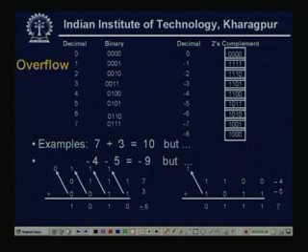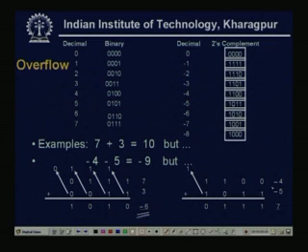Now, say we want to add 7 plus 3. 7 plus 3 is 10. See, 7 plus 3 is 10, but here if we add 7 plus 3, it gives minus 6. That means when we take the sum of two positive numbers and the result is a negative number, then actually overflow occurs.